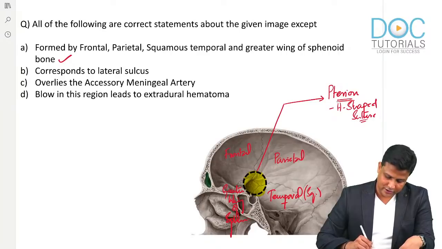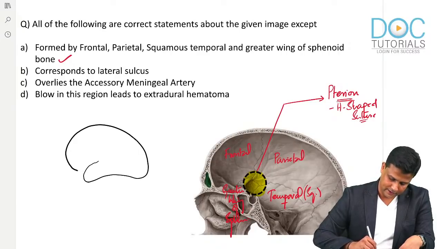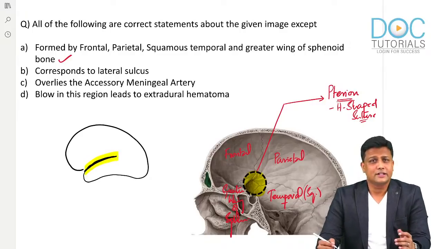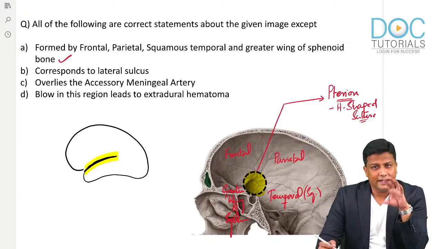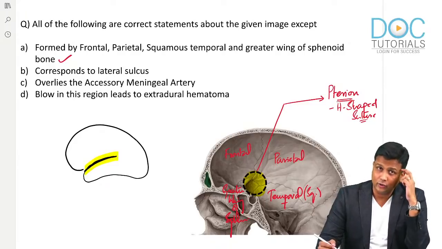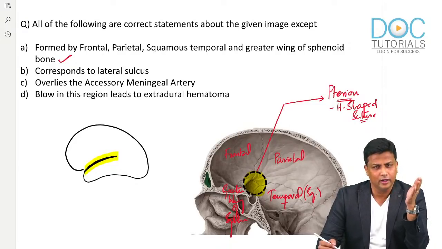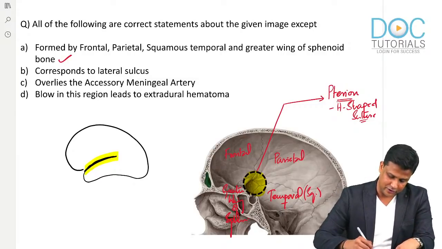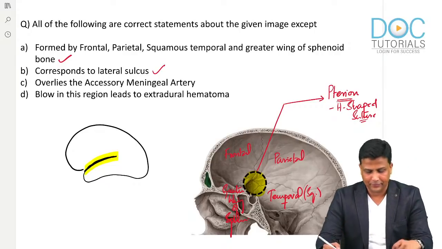See, when you see the diagram of your brain, the cerebral hemisphere is like this over here. And I hope you all know there will be a sulcus on the lateral side, and that is nothing but the lateral sulcus, your sylvian fissure. That lateral sulcus or sylvian fissure is the one which corresponds to your pterion. Wherever you have the pterion, lying deep to it you will have the lateral sulcus. Yes, even that statement is a correct statement here, guys.